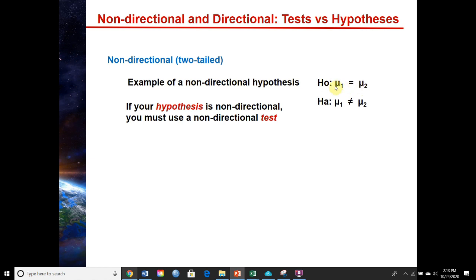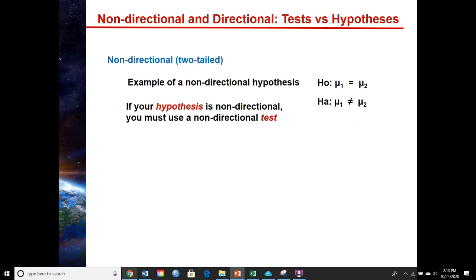Non-directional, null, nada, nothing. That's what H0 says, null, nada, nothing. So you just write mu1 equals mu2. Now for your HA, be very careful here. If you're writing a non-directional hypothesis, you got to make sure that you're not specifying the direction of the difference. In other words, just say that they're going to be different. Don't tell people that mu1 will be higher than mu2 or vice versa.